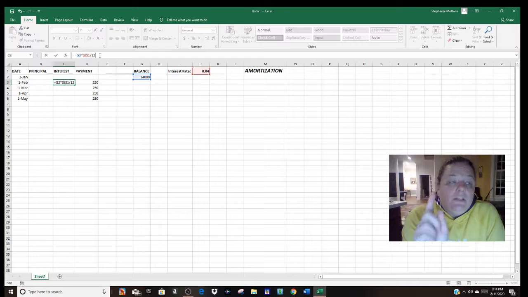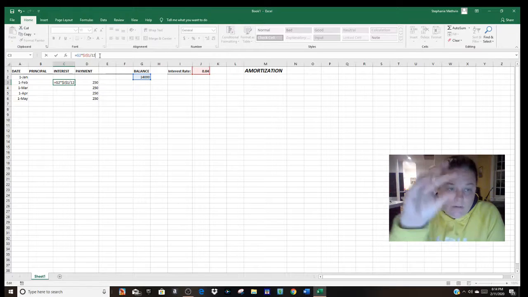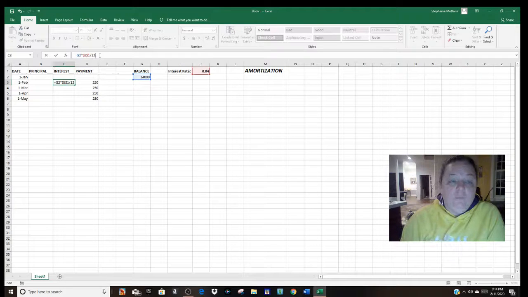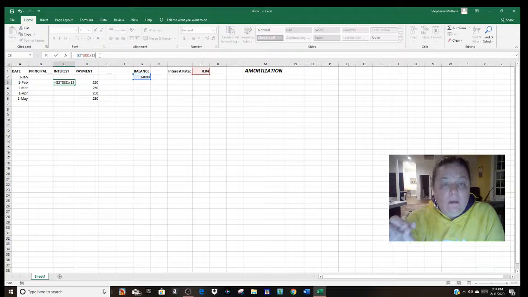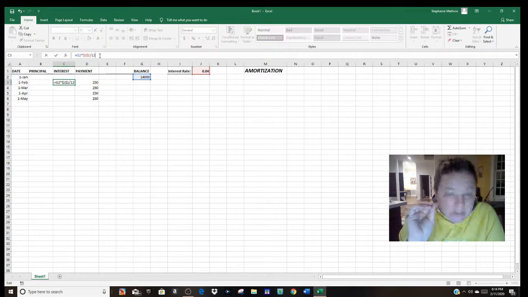If we just did J1, when we go to do this pattern, it's going to try to look at J2 and J3 and J4. So if we put the $ sign J, $ sign 1, that means it will stick to that one cell. It won't try to find it somewhere else. It won't be part of the pattern. There's a word for it that I can't think of, but it sticks it. We're dividing it by 12 because we're not paying a full year's worth of interest. We're only paying 1 month, just February.